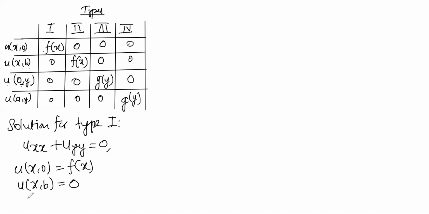u(x,b) equals 0 and u(0,y) is 0, and one more condition I have to impose. Let's impose here u(a,y) equals 0. So I've got u(a,y) = 0, u(0,y) = 0, u(x,b) = 0, only u(x,0) is some function of x. So I have to write down the solution for this type.